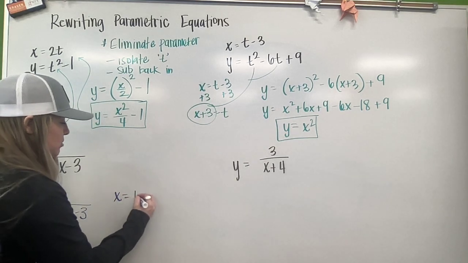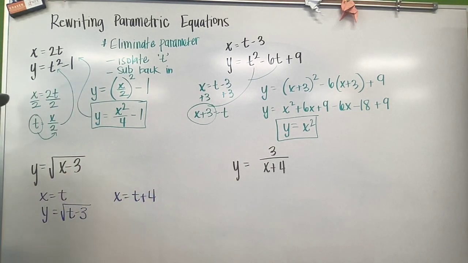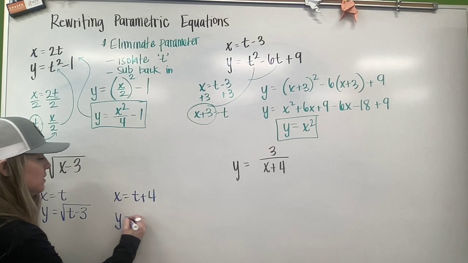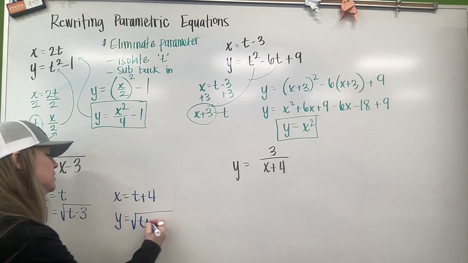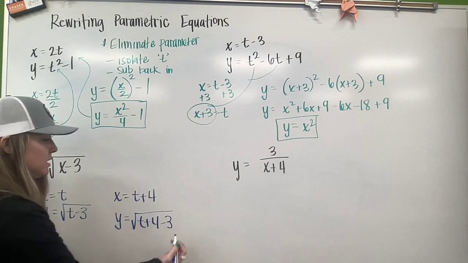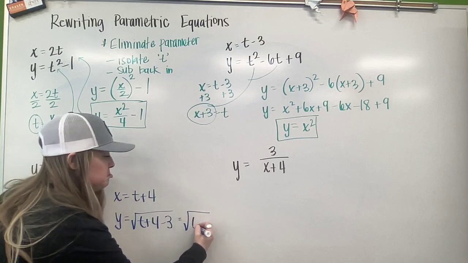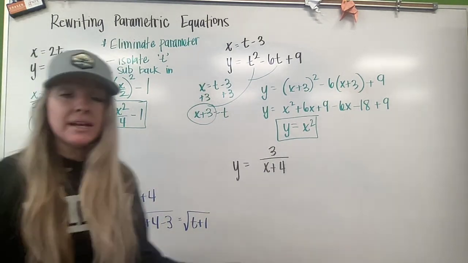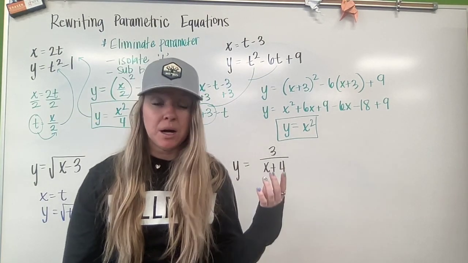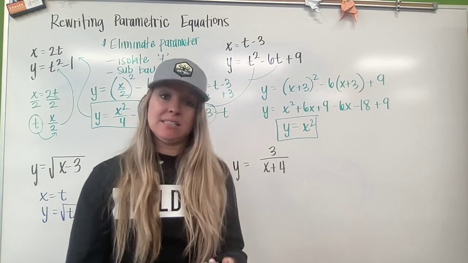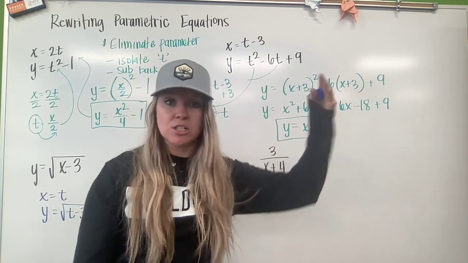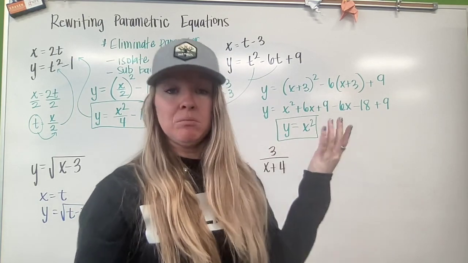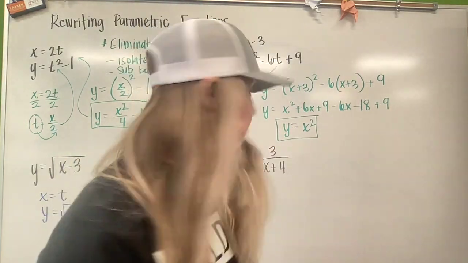I could do something different. I could say x equals t plus 4. Well, that means y equals the square root of (t plus 4) minus 3, which would be the square root of t plus 1. Okay? That's all it is. You can plug in whatever you want, however you want, without guidelines saying your parameter has to follow such and such. You can just plug in what you need, whatever you want.